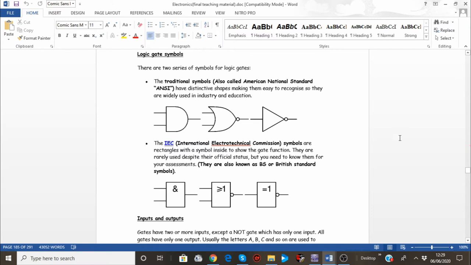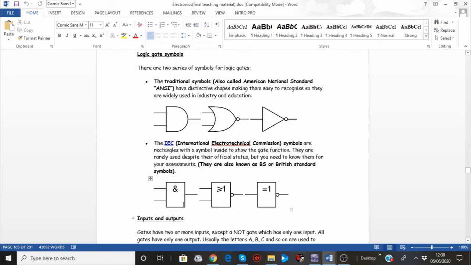There are two different ways of showing or indicating these gates. Either traditional symbols, which we call American National Standard or ANSI symbols, which is what we deal with mainly. And there are also International Electrotechnical Commission symbols, or IEC symbols. This is mainly British. However, we are in Britain, and you'll see these used in most documents. So it's good to know both of them, especially if you live in England. Then these are your symbols, and you need to be familiar with them.